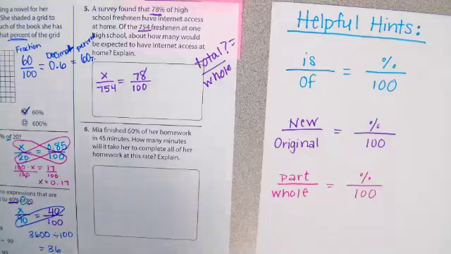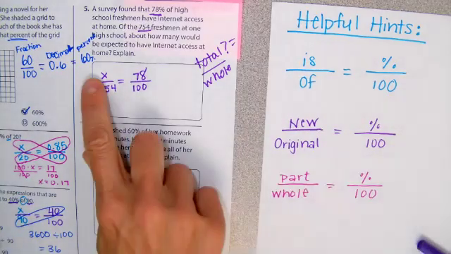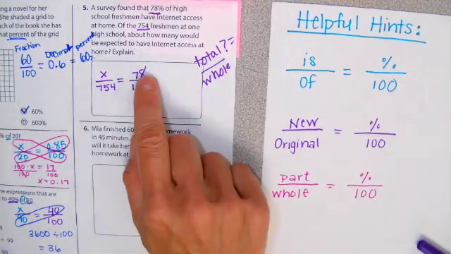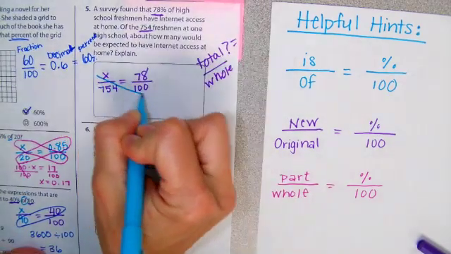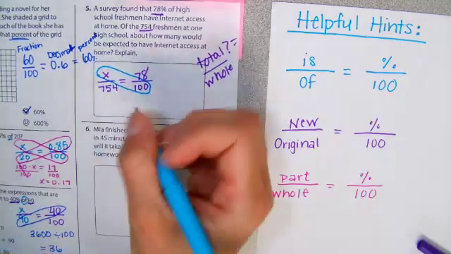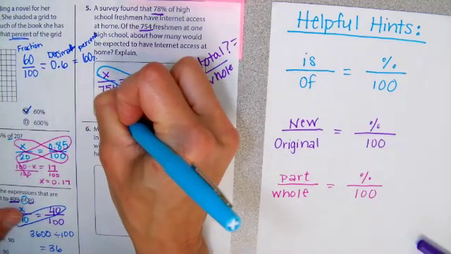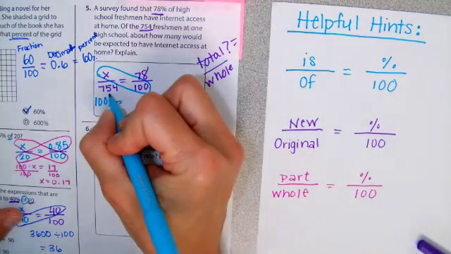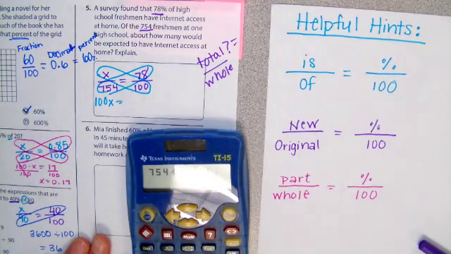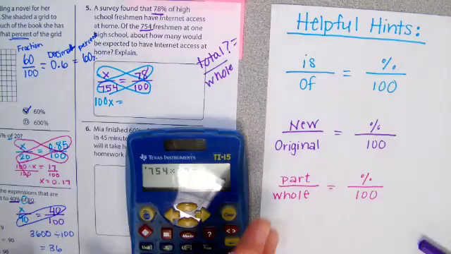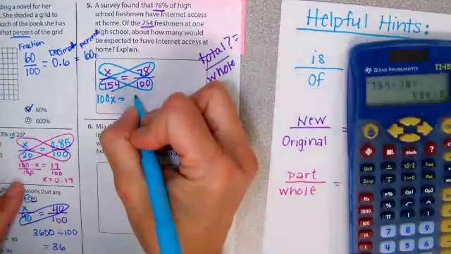What are we going to cross multiply? Is it x and 100 or 754 and 78? Well, technically both, right? So this goes together, but we can't multiply that until we know what x is. We can't actually get an answer there. This side, we can multiply. So if you use your calculator or your brain or do it out, you will find out that 754 times 78 is 58,812.